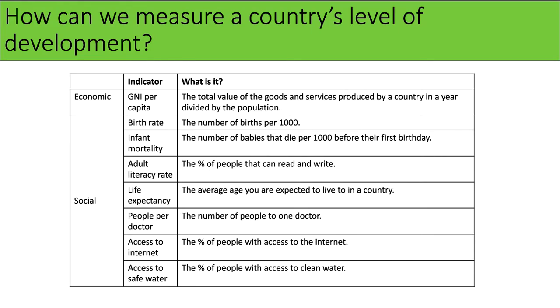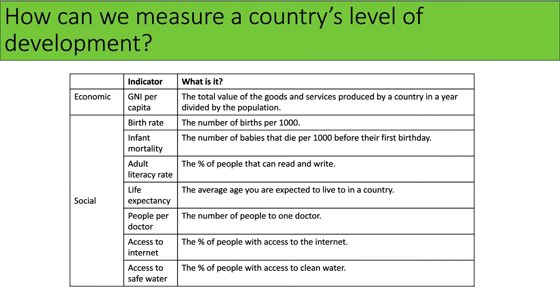We can also look at birth rate. If a country has a high birth rate, it tends to have a low level of development. Infant mortality, that's the number of babies that die. High infant mortality suggests the country has a poor healthcare system and therefore a low level of development. Adult literacy rate. So if you have a high percentage of people that can read and write, you tend to be a high income country.